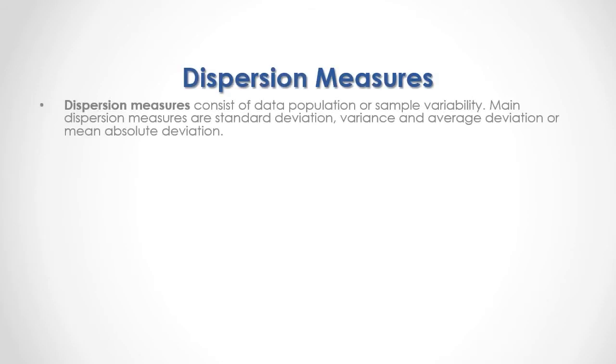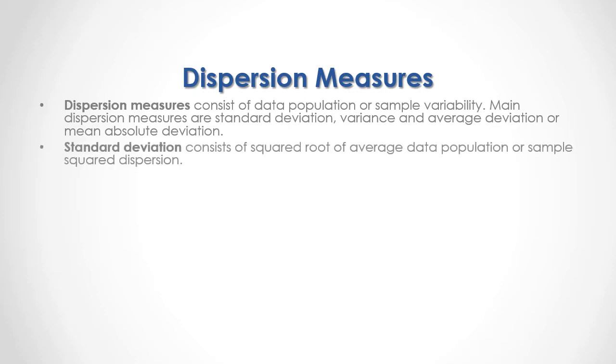Dispersion measures consist of data population or sample variability. Main dispersion measures are standard deviation, variance, and average deviation or mean absolute deviation. Standard deviation consists of square root of average data population or sample square dispersion.